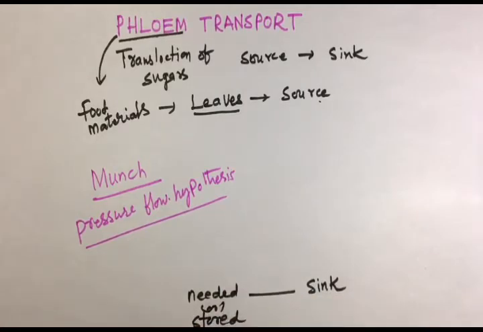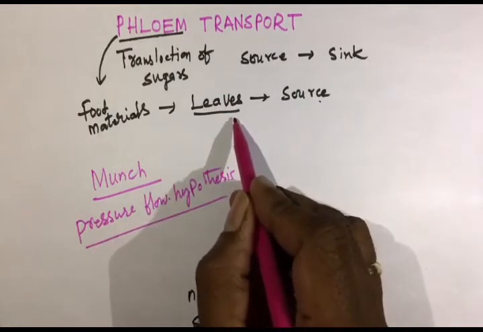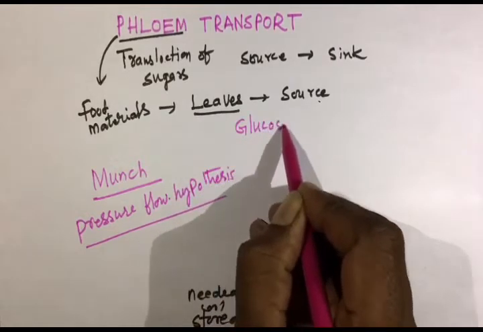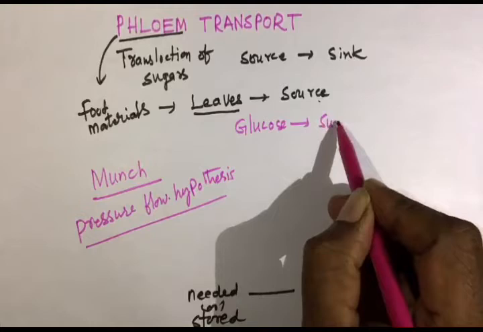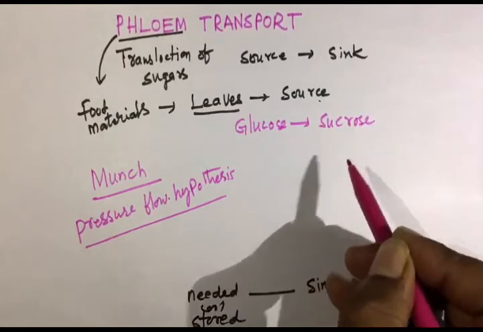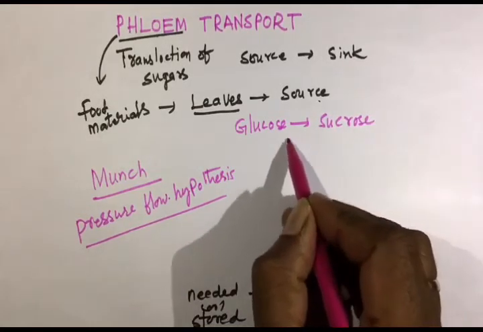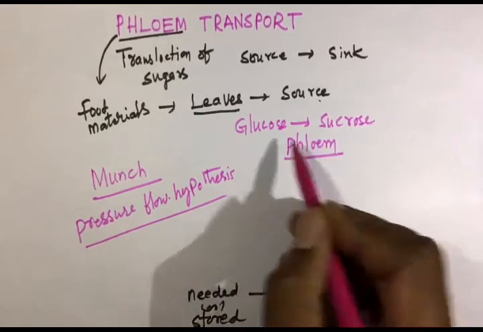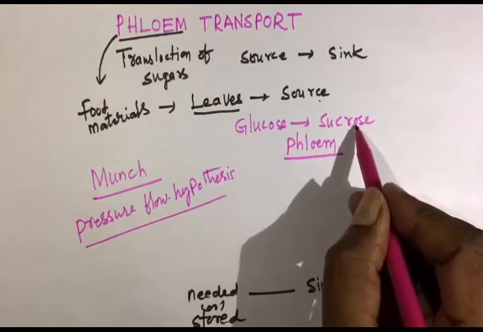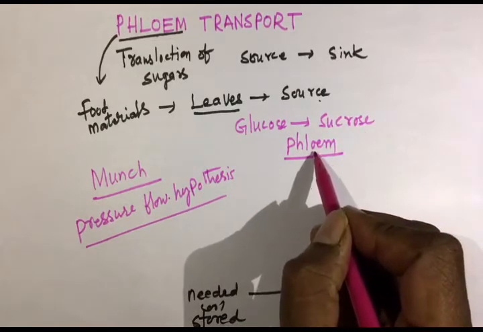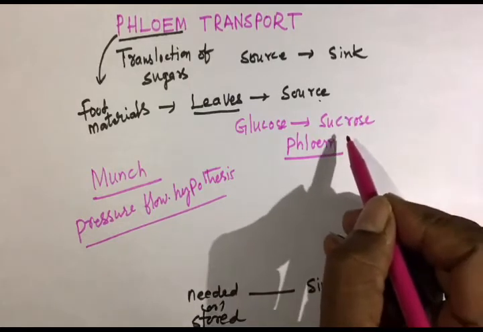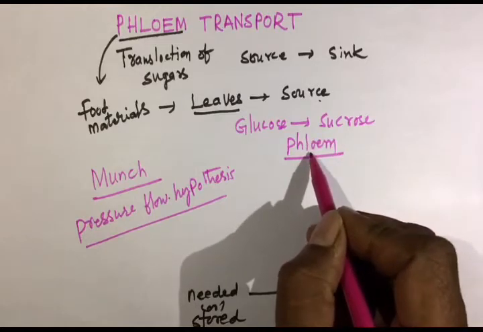According to this pressure flow hypothesis, the food which is prepared in leaves, that is glucose, is converted into sucrose and then it is entered into the phloem at source. So glucose is converted into sucrose and then entered into the phloem, actually initially into the companion cells and finally into the sieve tube elements of phloem.